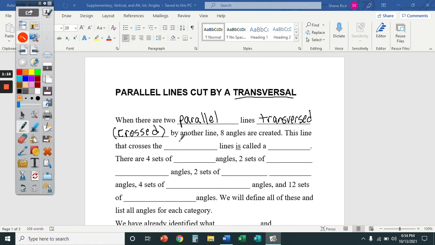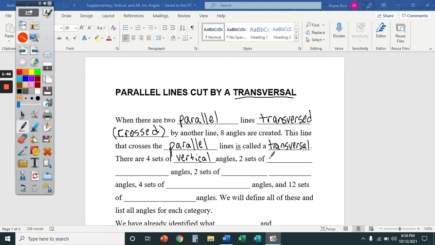And this line that crosses the parallel lines is called a transversal. That's what it is. It's just a line that crosses two parallel lines. Now, when we do that, there are 4 sets of vertical angles. And we've already talked about vertical angles in class, the last couple of days.